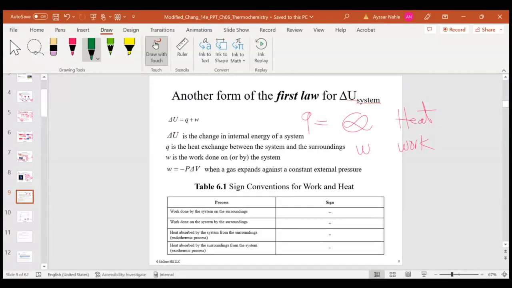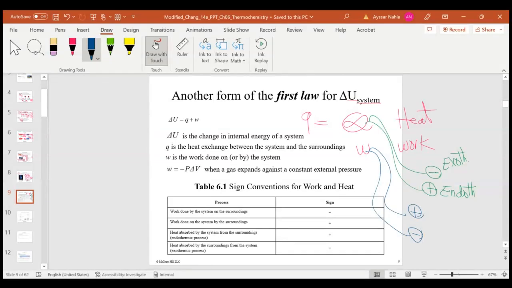Now, so far we know that the heat can be either negative or positive. Right? If it is negative, that means it is an exothermic reaction. If it is positive, it is an endothermic reaction. Is this clear? What about the work? If you look at the work itself, the work can be either positive or negative. These are energy, the work.